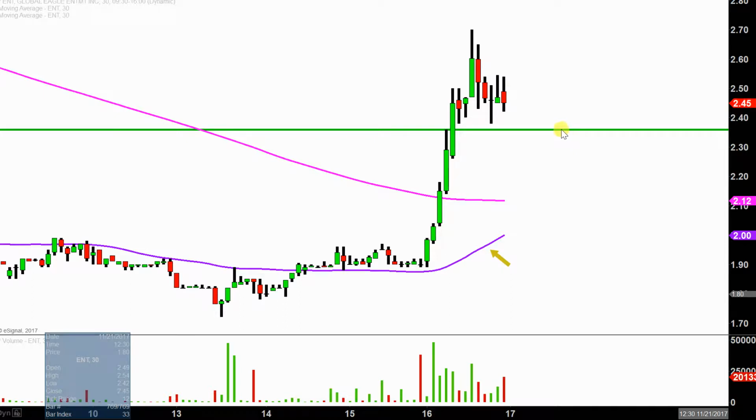Again, if it can stay above 2.35, that would be fantastic, but from the grand scheme of it all, as long as the price is above that purple line, then the bulls are in 100% control of the overall trend.